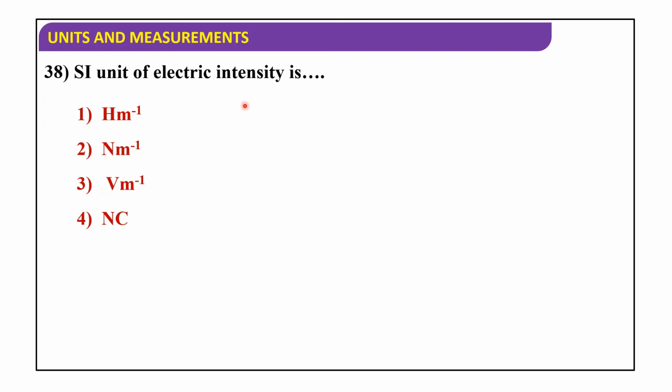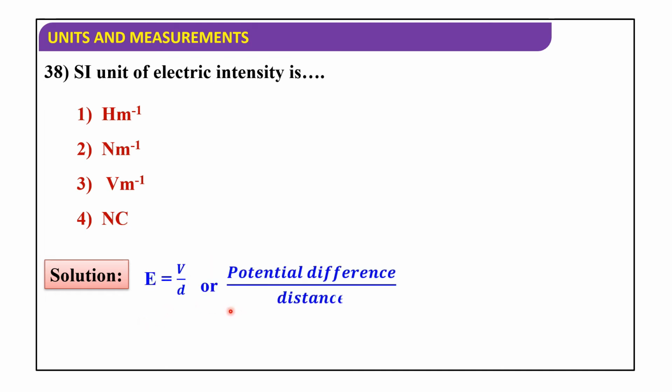Here the SI unit of electric intensity is: E is equal to V by D. So that is V, nothing but potential difference, by distance. So volt per meter, that is volt meter inverse. This is the SI unit of electric intensity.